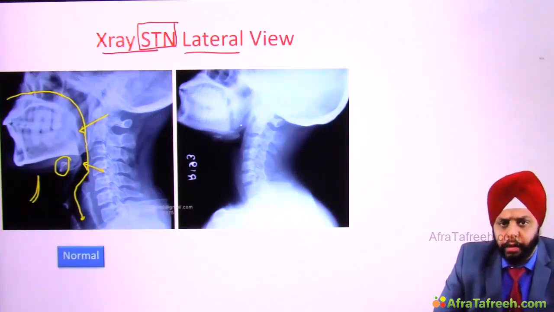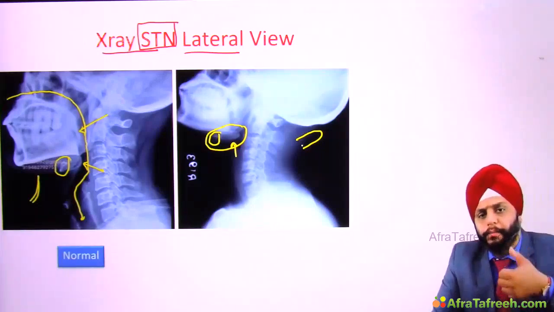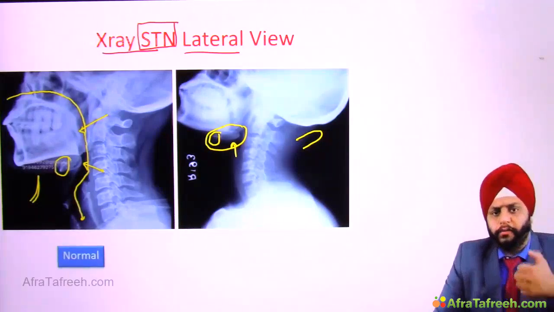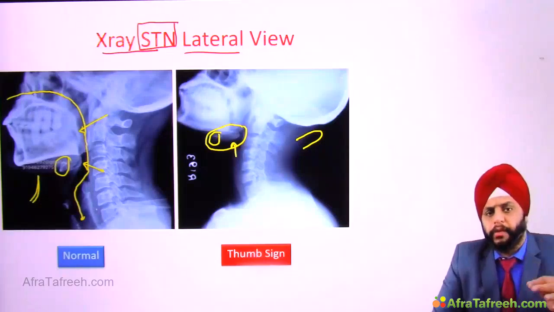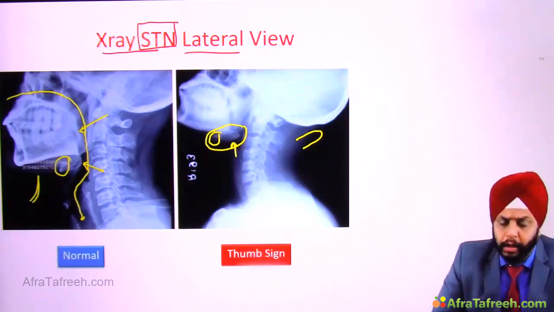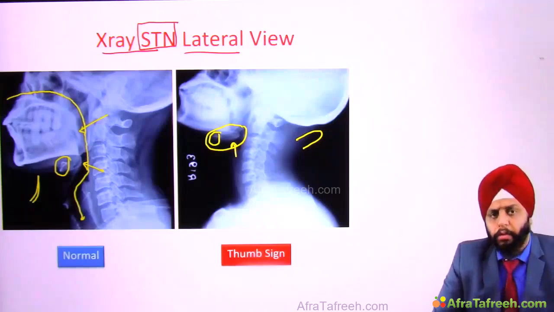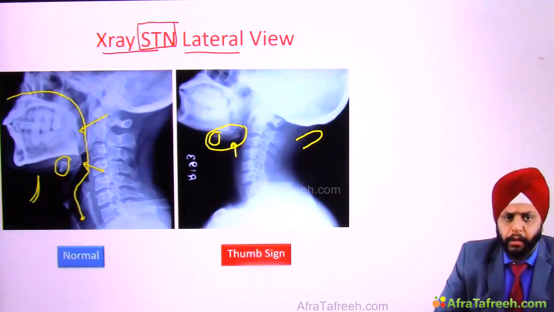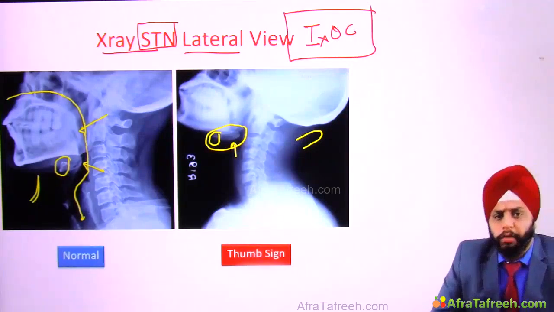Now let's look at the second photograph. What do you see in the second photograph? You can see that this is the hyoid bone and we have the epiglottis over here. This epiglottis is swollen like this. This is known as thumb sign. Okay, so this swollen epiglottis, this is known as thumb sign. So remember, thumb sign is seen in acute epiglottitis, and this is how we diagnose a patient of acute epiglottitis. We do X-ray, soft tissue neck, lateral view. So remember, X-ray, soft tissue neck, lateral view is the investigation of choice to diagnose acute epiglottitis.